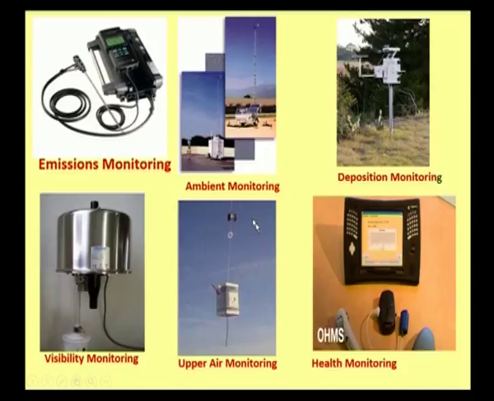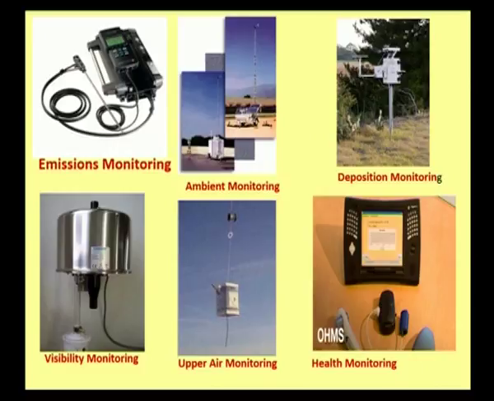These are all the types of instruments that we are using: emission monitoring, ambient monitoring, deposition monitoring, and here it is placed, and therefore once in 3 days we can monitor the deposition, and the health monitoring and upper air monitoring. That is what we have already discussed, through balloons that are static at a particular place or may be moving also, and therefore we can monitor them.